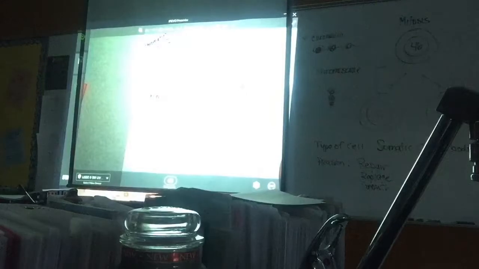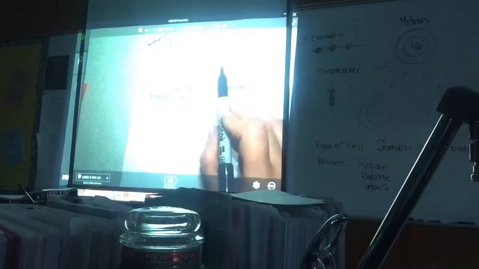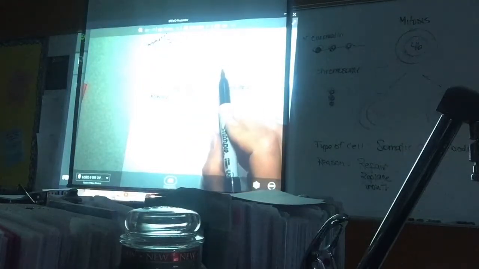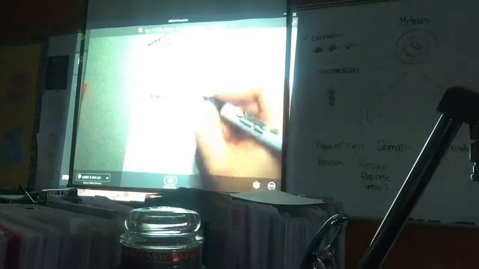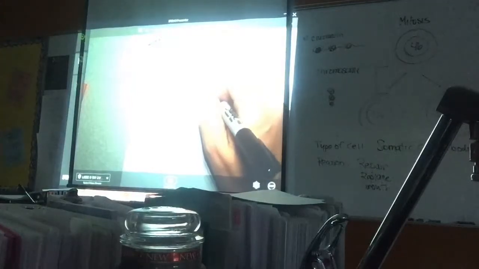Why would they call it that? Because what are you synthesizing here? A copy of the chromatin. Yes, absolutely. That's the S phase of interphase. So I'm just going to put here that the DNA is copied.